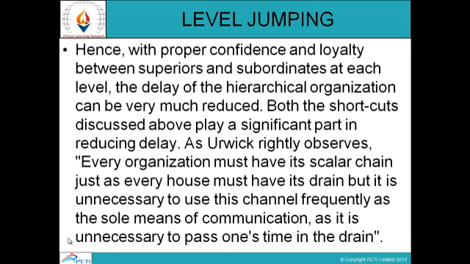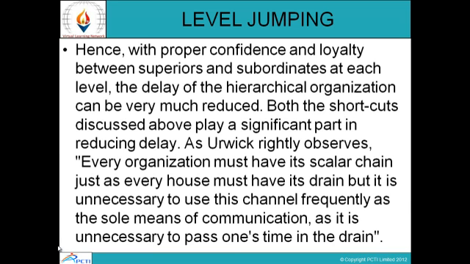So hence, with proper confidence and loyalty between the superior and subordinate at each level, the delay of the hierarchical organization can be very much reduced. Yes, if both the superior and subordinate have trust in each other, have loyalty between each other. If I pass on a certain kind of order to my subordinate, I know that person will definitely perform it on time. This trust will bring more efficiency in the organization and reduce delays. Both the shortcuts discussed play a significant part in reducing delay.